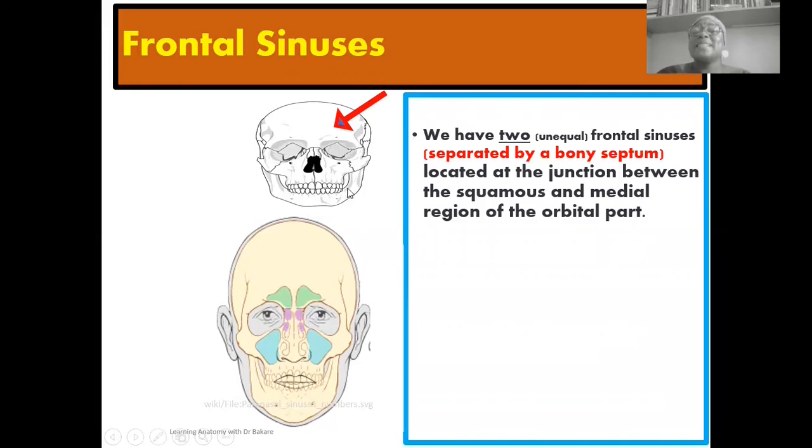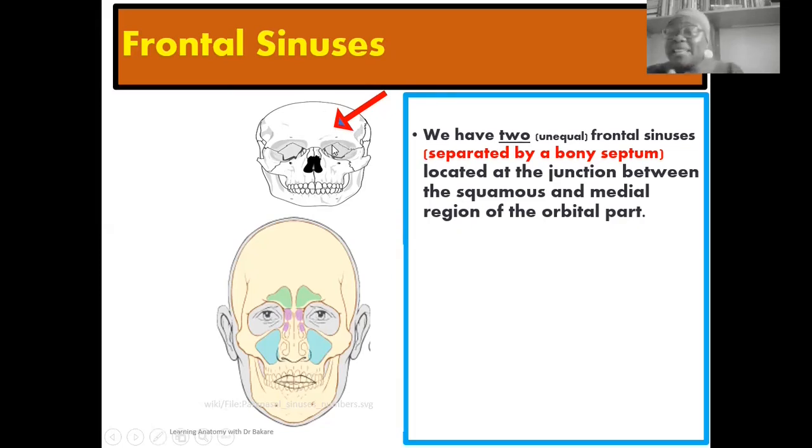So these paranasal sinuses are separated by a bony septum in between. So you have the bony septum separating the sinuses into the right and the left side. And you see that they are specifically located between the junction of the squamous part of the frontal bone and also the medial region of the orbital part of the frontal bone.